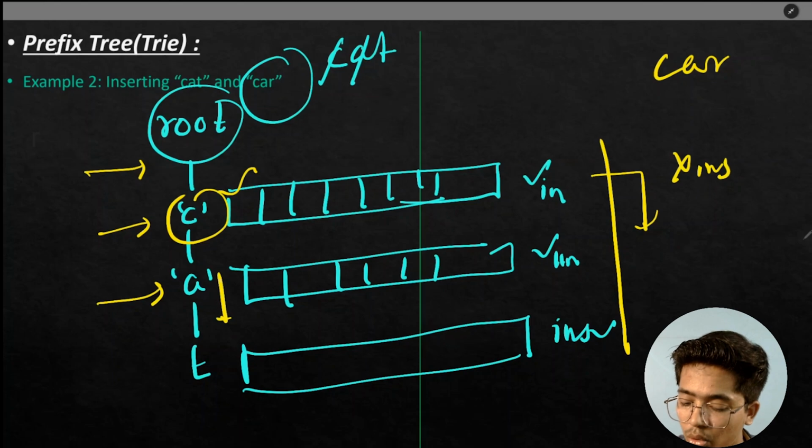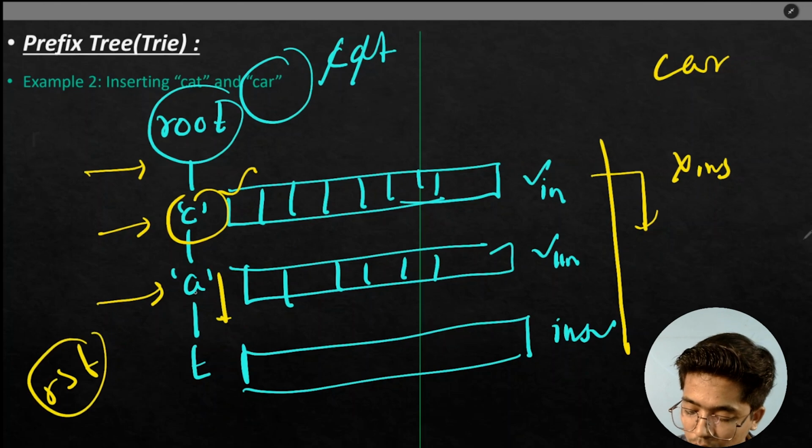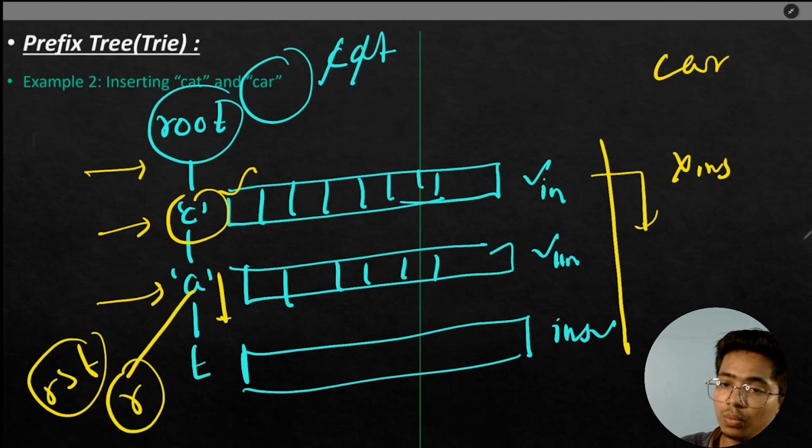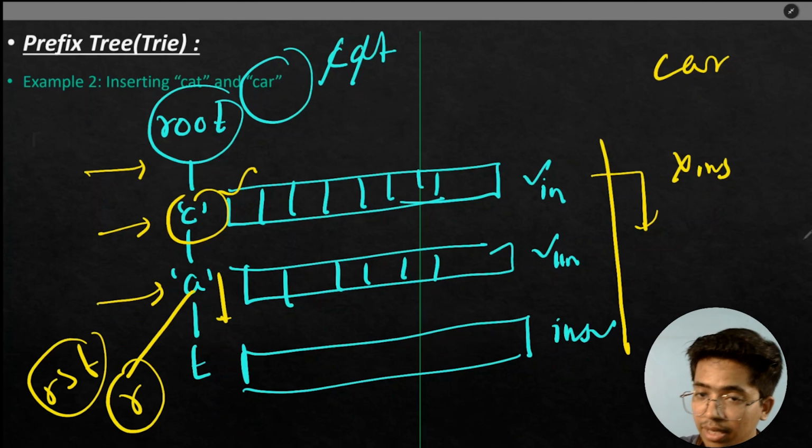There is no R, so R will be taken to this side and R will get inserted on that side. This is how insertion is done in a prefix tree.